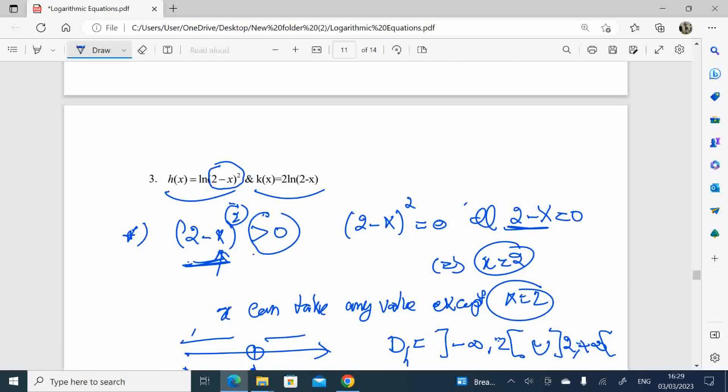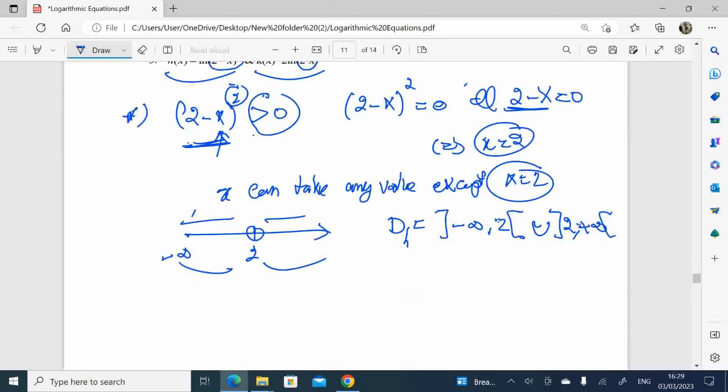So for this function to be defined, I need what's inside ln to be strictly positive. It means 2 minus x should be strictly positive. So this is for the second function, k of x. For k of x to be defined, 2 minus x should be strictly greater than 0.